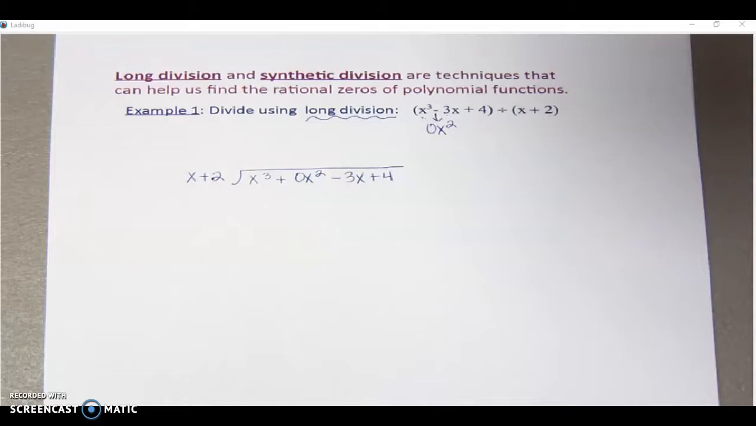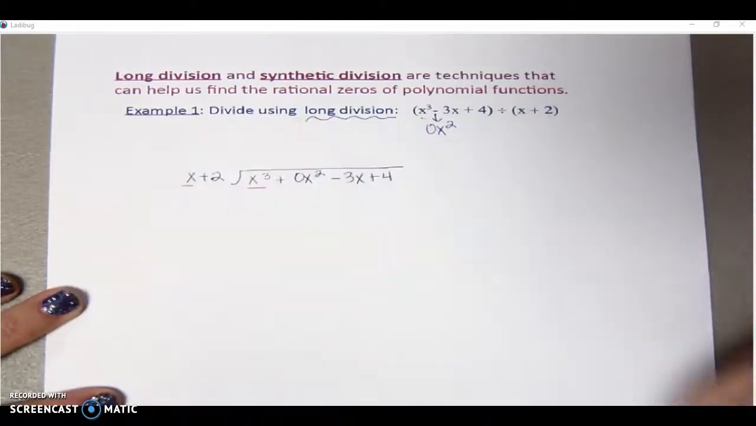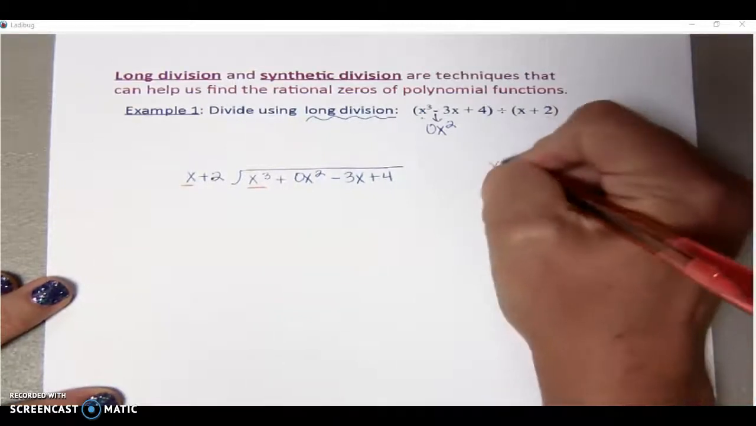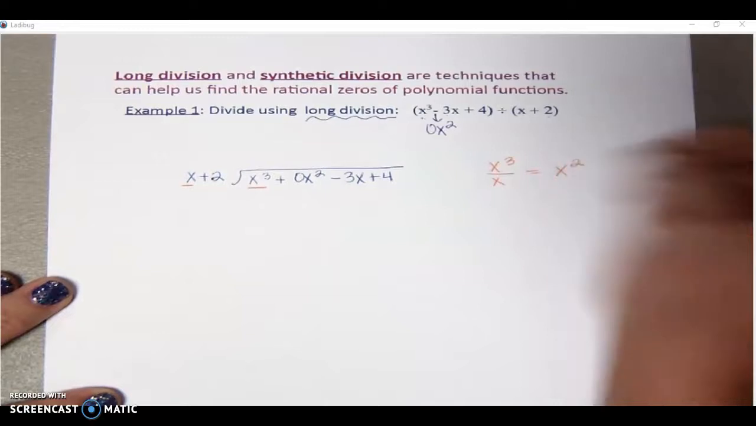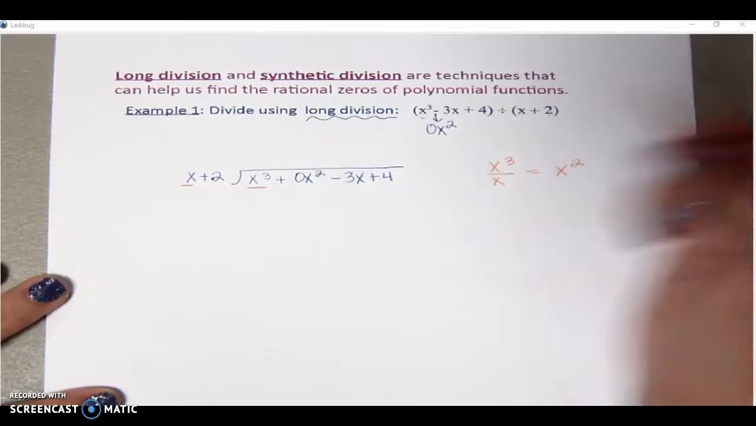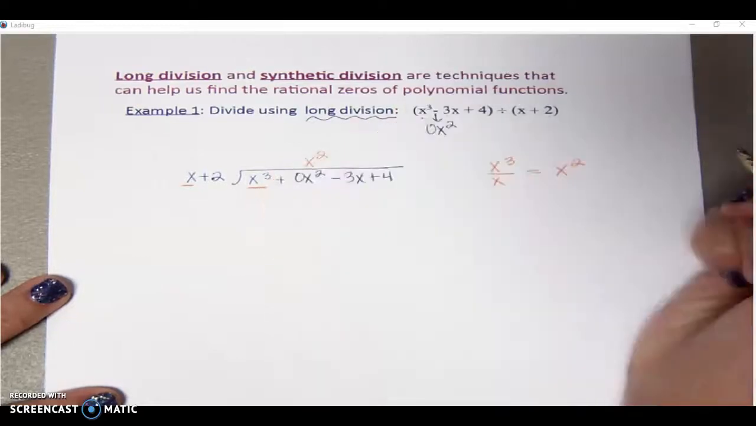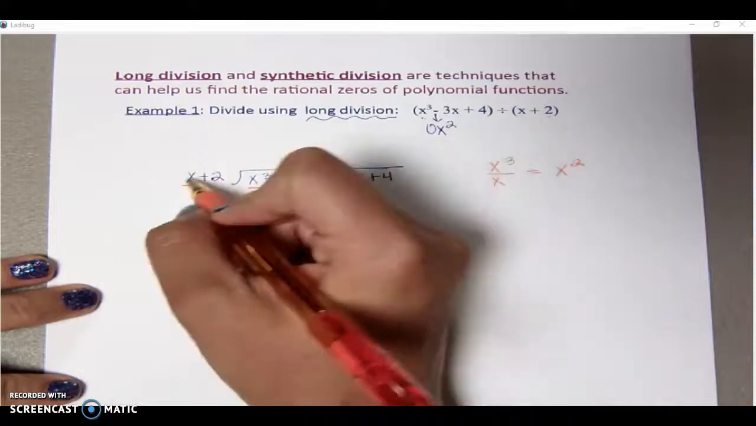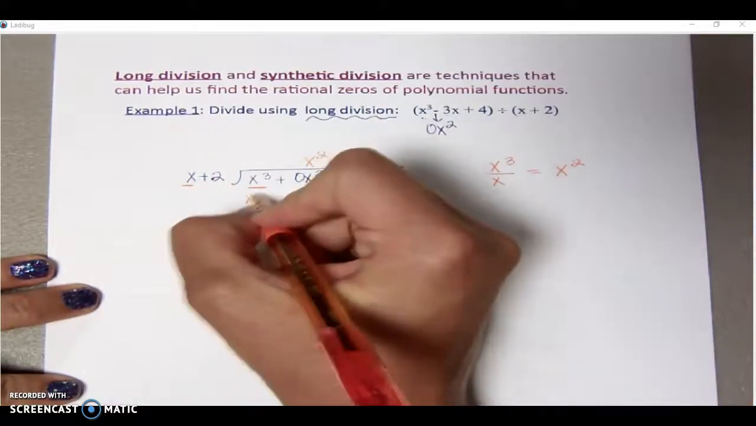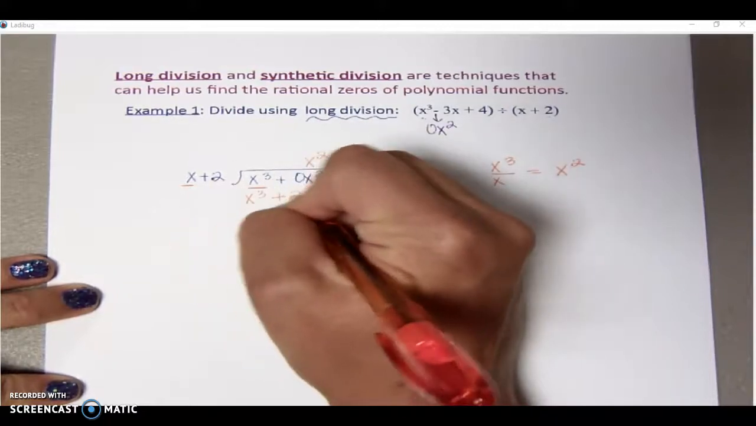Alright, so your first step for division is to divide. So you're going to divide your first term divided by your first term. So I'm dividing x cubed divided by x, which will leave us with x squared. So when you do this, you're going to make sure you line it up. So this is x squared here, so we're going to put this x squared on top. After you divide, you're going to multiply. So we're going to do x squared times x, which will give me x cubed, and x squared times 2, which will give me 2x squared.